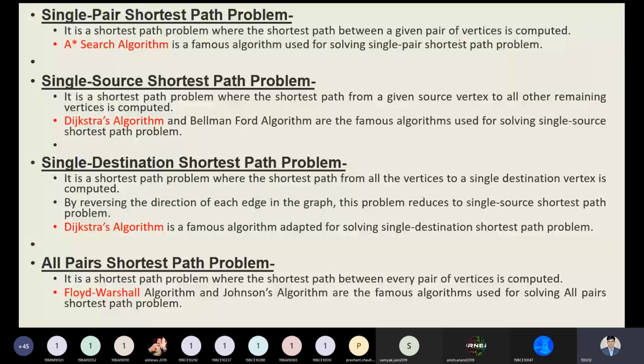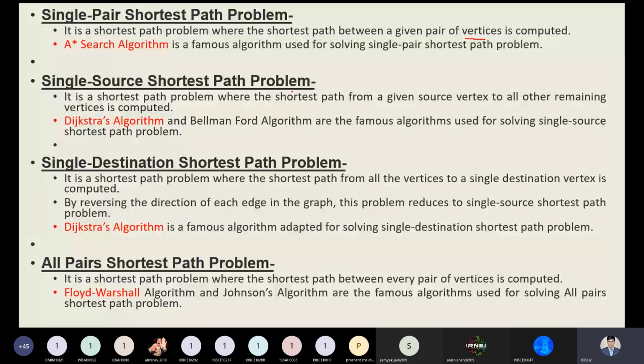So we have the shortest path between the given pair of vertices to be computed. This is the point we need to keep in mind. And for solving this problem, we have the A star search algorithm. This A star search algorithm can be understood in our important course known as artificial intelligence, where the machine will determine the shortest path for the given pair of vertices. So all the information about the shortest paths between all the vertices to be computed is fed into the machine as well.